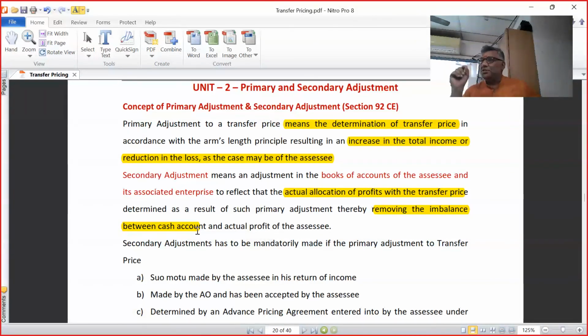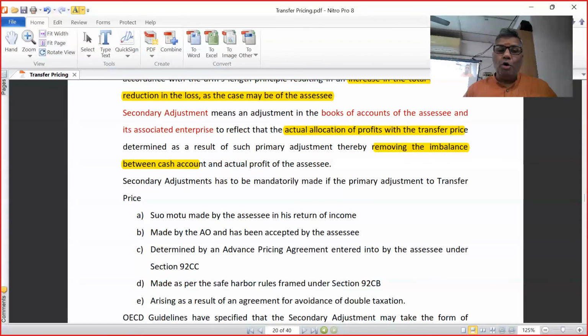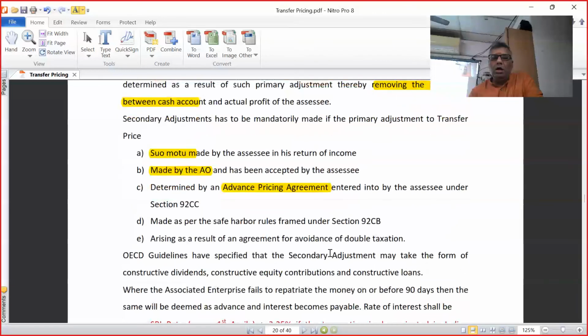When should secondary adjustment be made? Suo moto, where the assessee himself feels that the price is not ALP. Suo moto can also be the auditor, while giving the certificate under 92E, saying the price needs to be increased. Or by the assessing officer, or by entering into an APA, which I am yet to teach you. Or arising out of safe harbor rules.